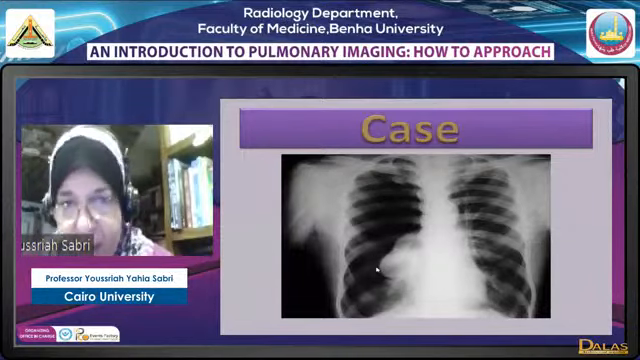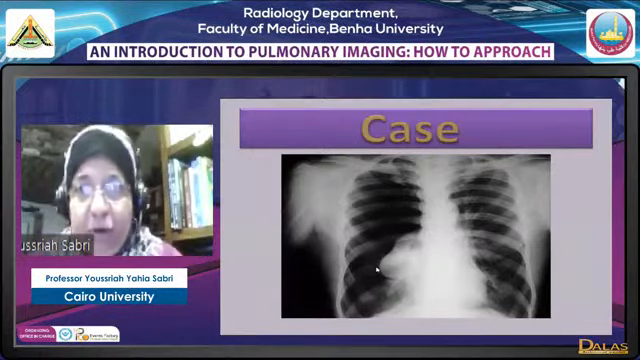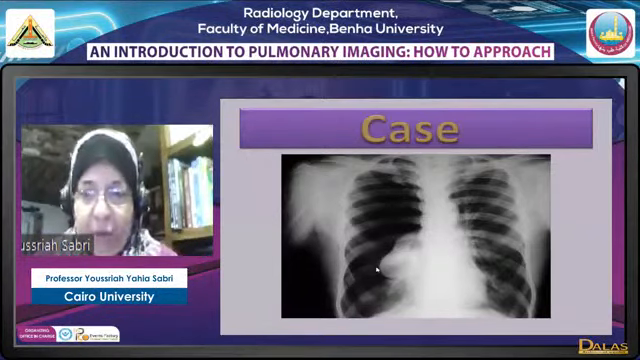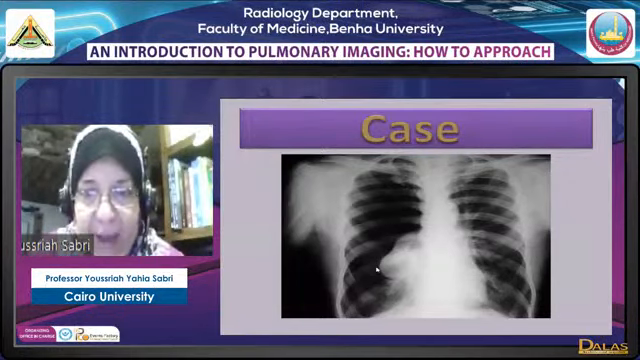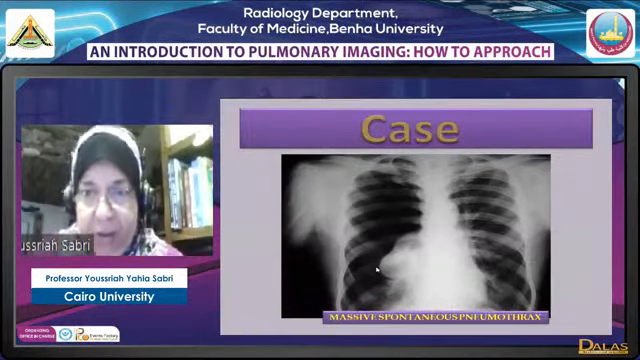This is pneumothorax. Now, when you find a pneumothorax, you have to look at the mediastinum. Here we have no mediastinal shift whatsoever in spite of the massive pneumothorax that we have. So this is a spontaneous pneumothorax, massive spontaneous pneumothorax.